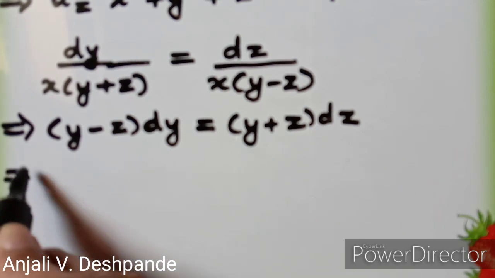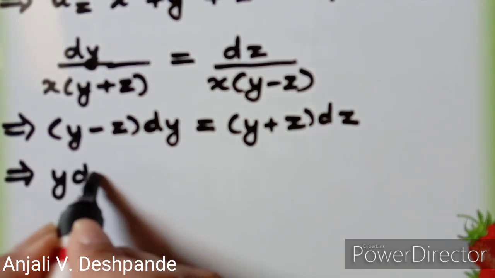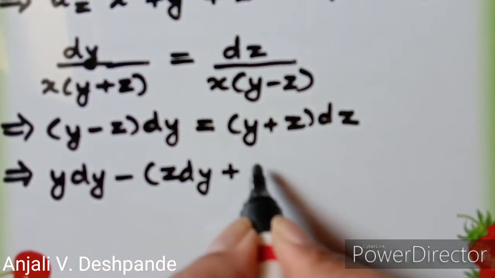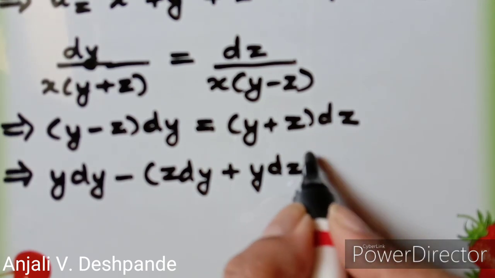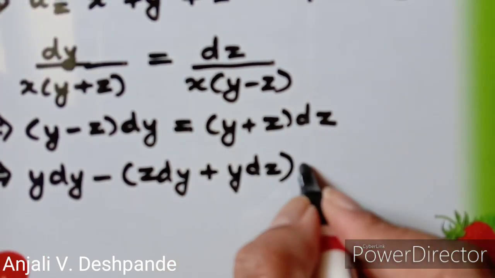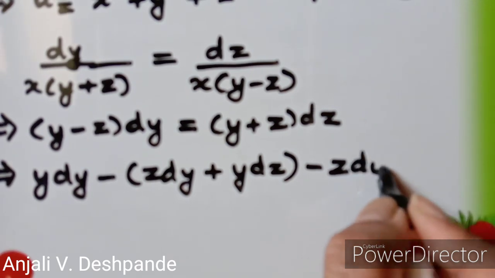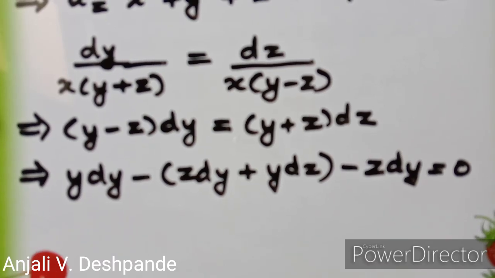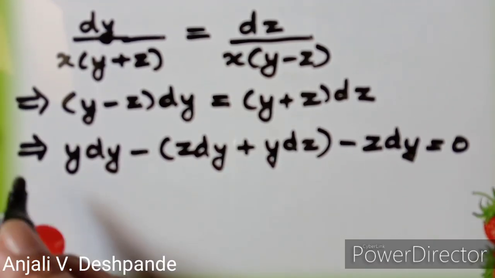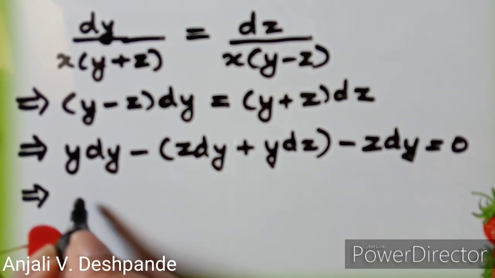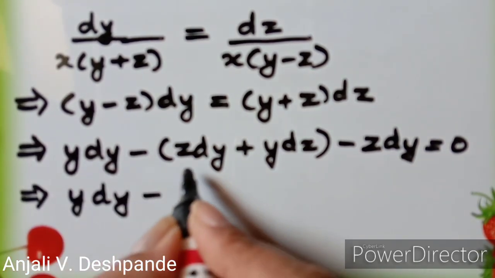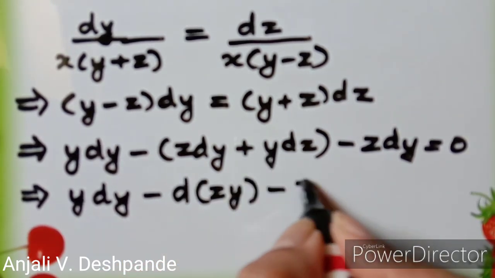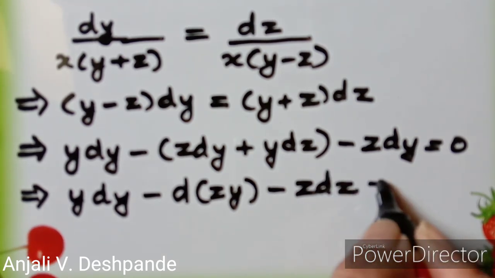Okay, and this implies y dy minus z dy plus y dz minus z dz is equal to 0. Right? Now this implies y dy minus, this can be written as d of zy, minus z dz is equal to 0.